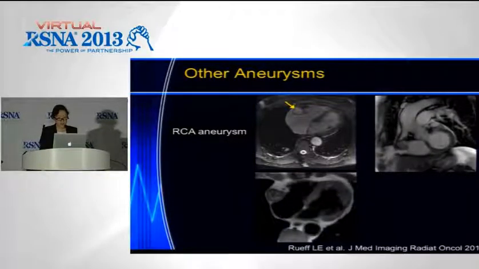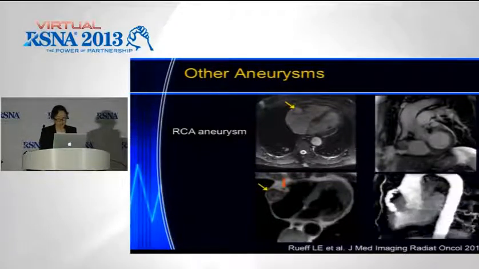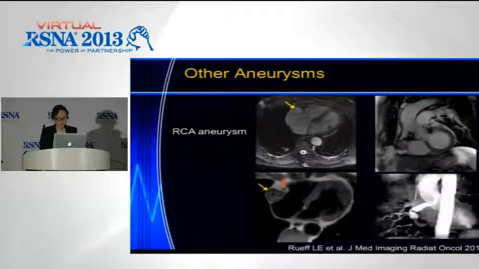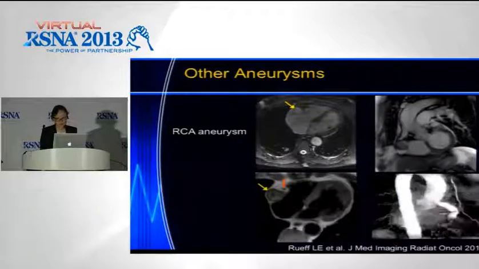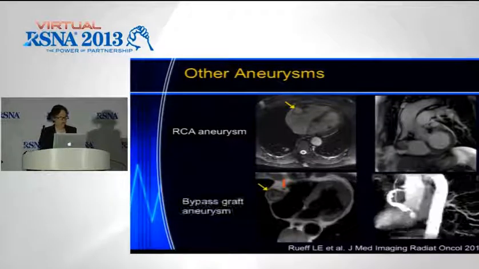And another example here, we can see an abnormal mass, which has some flow turbulence within it. But interestingly, we can see that the right coronary artery is actually separate to this mass, and the MRA in this case was very helpful. So we saw an example of this earlier on CT. This patient has had aortocoronary bypass graft, and this represents a bypass graft aneurysm.